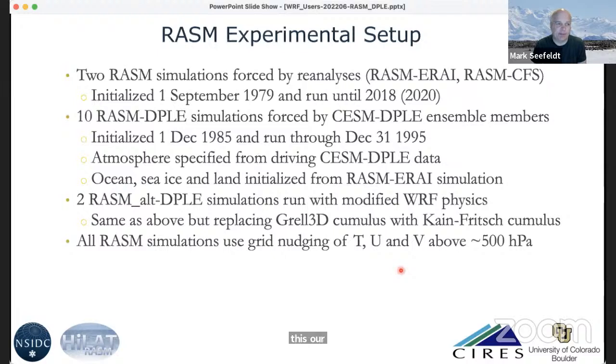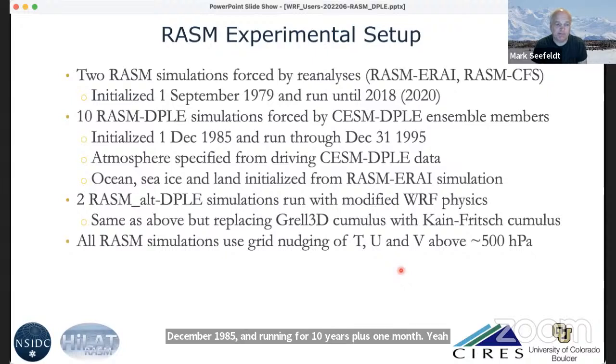Our experimental setup has 2 RASM simulations forced by reanalyses, ERA-Interim and CFS. These are initialized on 1 September 1979 and run to 2018 for ERA-Interim, 2020 for CFS. Then we have 10 RASM DPLE simulations forced by 10 DPLE ensemble members with an initialization of 1 December 1985 and running for 10 years plus 1 month. The atmosphere is specified from the driving CESM DPLE data. Ocean, sea ice, and land are initialized from the RASM ERA-Interim simulation that was started in September 1979.